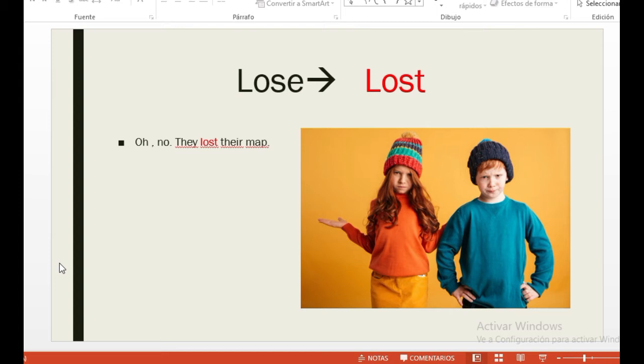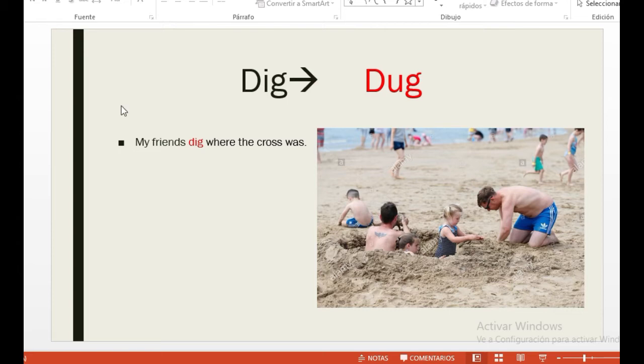What are they going to do? Oh my god, they lost the treasure map. They lost it. That's why they are mad. They are confused. They don't know what to do. They lost their map.